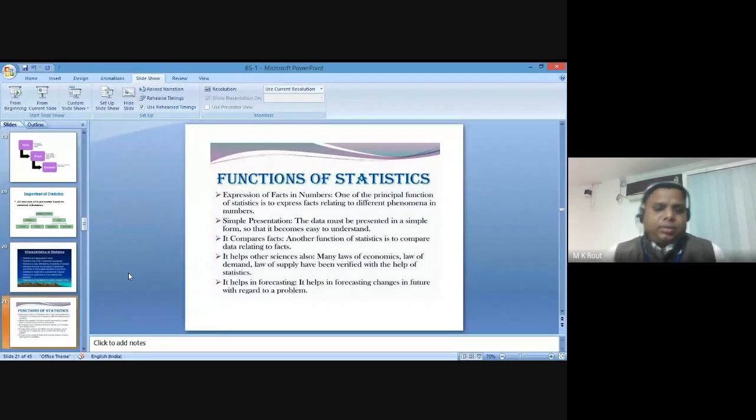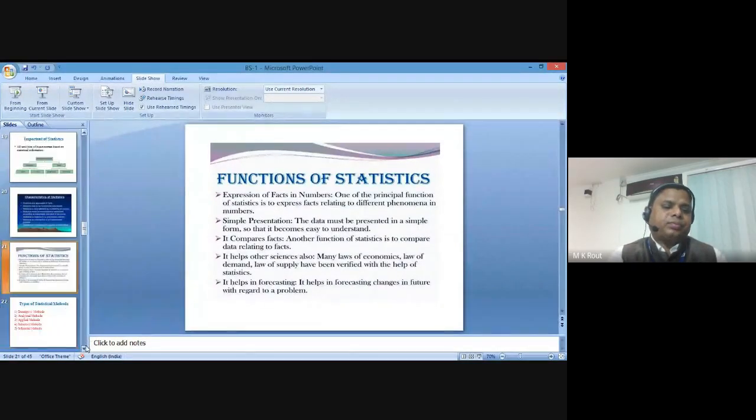The next part is that it helps other sciences also. Many laws of economics, laws of demand. We have already discussed the case study of umbrellas, how their demand rapidly rises during seasonality, especially with reference to the rainy season. The next part is that the law of supply has been verified with the help of statistics. And the last one is that it helps in forecasting. It helps forecast changes in future with regard to a particular problem. So these are the basic functions of statistics. Moving to the next slide.